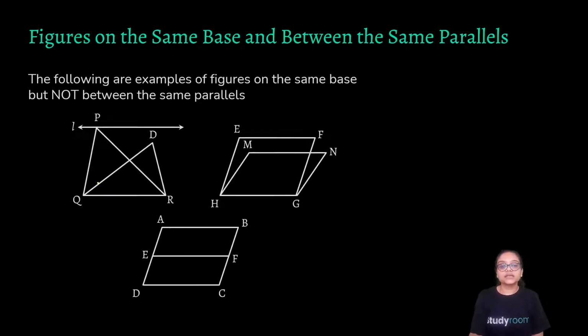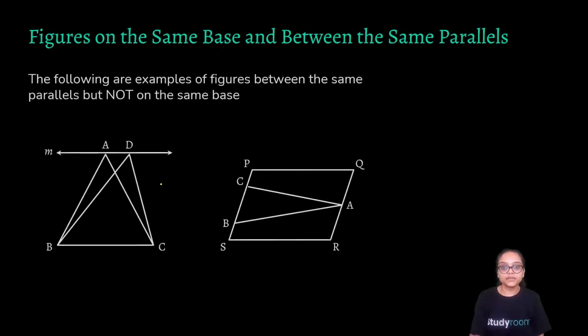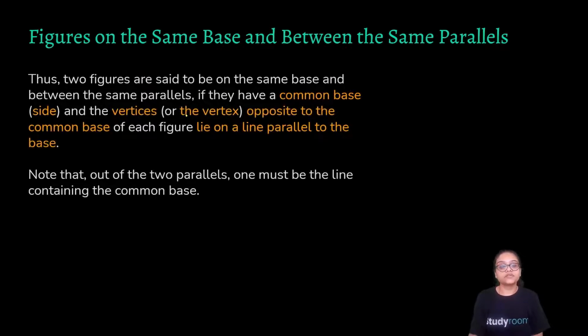Now, these are examples of figures on the same base but not between the same parallels. Okay, so they are on the same base, like EF is the base, but AB and DC are two different parallel lines, correct? So they are figures with the same base but not between the same parallel lines. Now, figures on the same base and between the same parallels you have already seen. Now, these are not on the same base but they are between the same parallel lines. So these are also a different type of figure: the parallel lines are the same but the base is not the same. Correct? Okay, so we have seen four types.